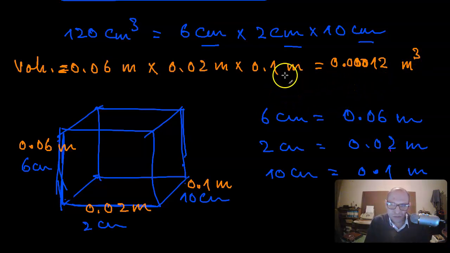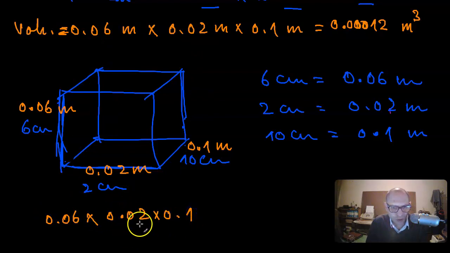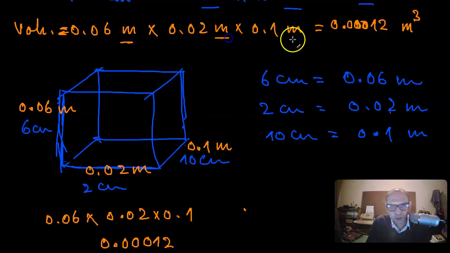So the way that you can calculate this is 0.06 times 0.02 times 0.1. If you want to do this multiplication, you have 6 times 2 is equal to 12. And then you have 2 decimal places here, 2 decimal places, 1, that will be 5 decimal places, right? So starting from here, 1, 2, 3, 4, and 5 decimal places, that would be 12/100,000 of a cubic meter, because you have meter and meter and meter over here. Okay, cubic meter.